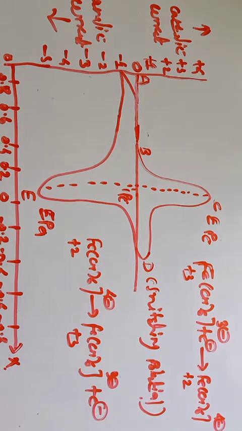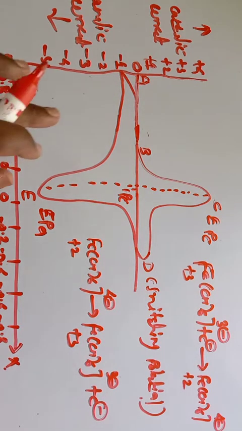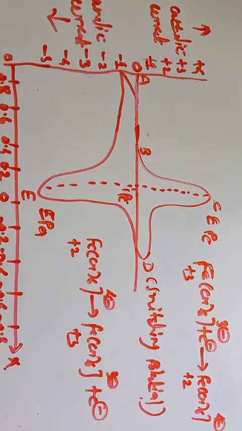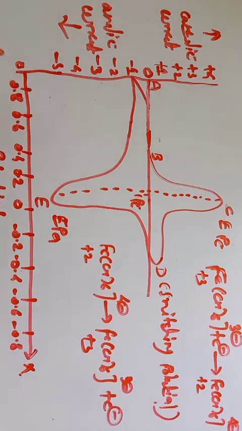If you see, this is the graphical representation, the cyclic diagram of current versus potential. In this case, the potential is scanned from positive potential to negative potential. So in this cyclic diagram, let us discuss some important points regarding this cyclic voltammogram for the potassium ferrocyanide redox couple.